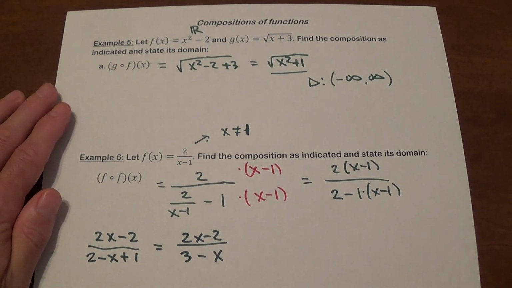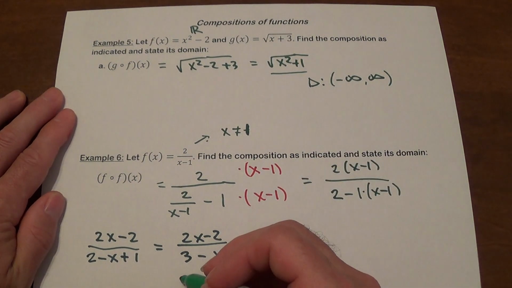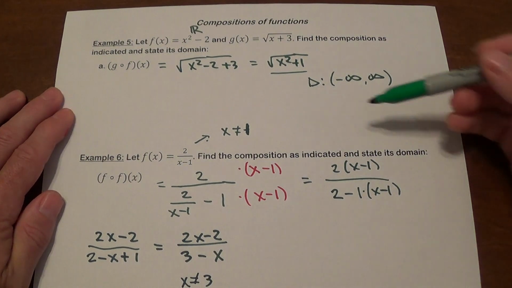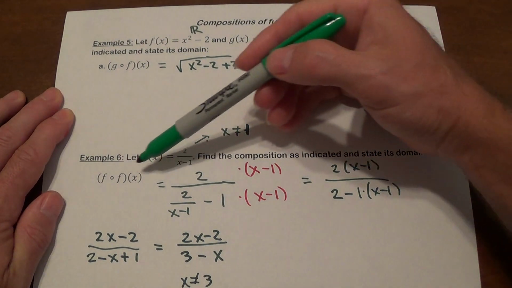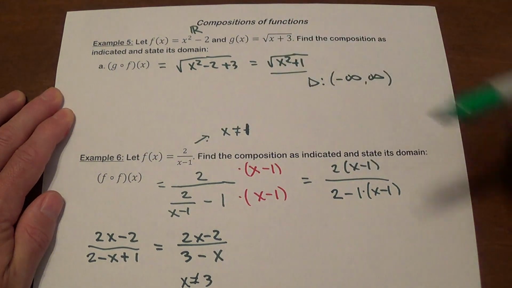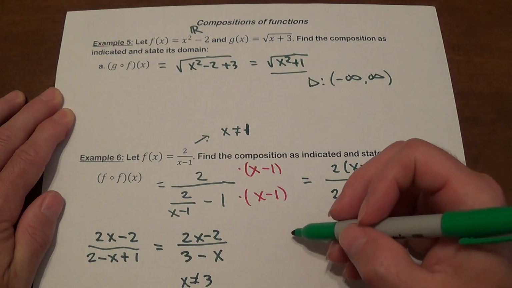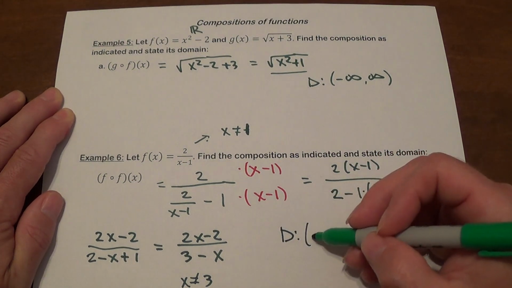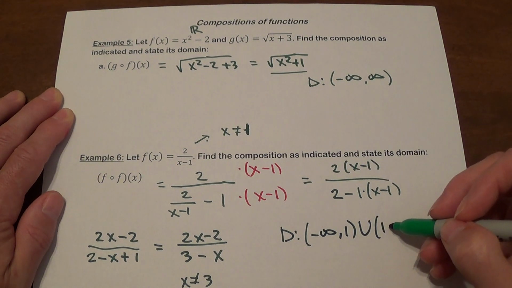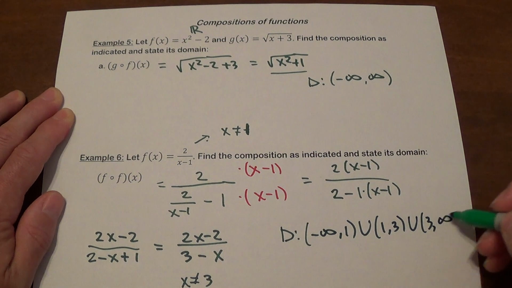So this is what's going to happen here. This function here requires that x does not equal 3. And originally, when we were talking about this, the function that goes into the other function, which is f, cannot have x equal 1. So x cannot be 1 or 3. And the domain here will be from -infinity to 1, union 1 to 3, union 3 to infinity.